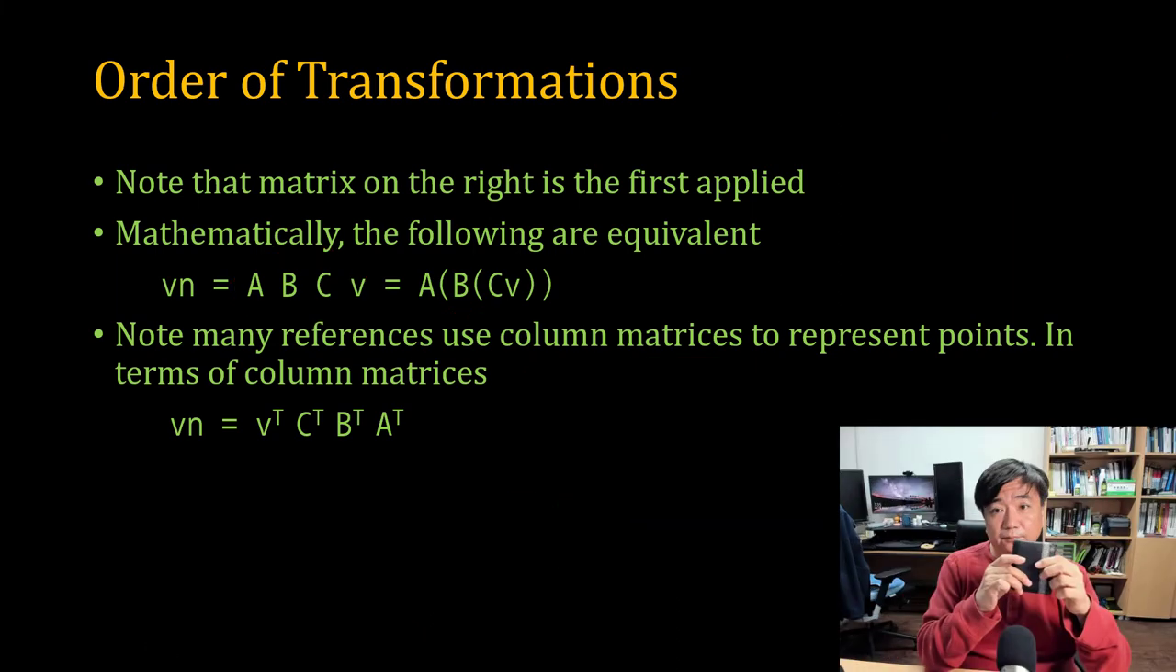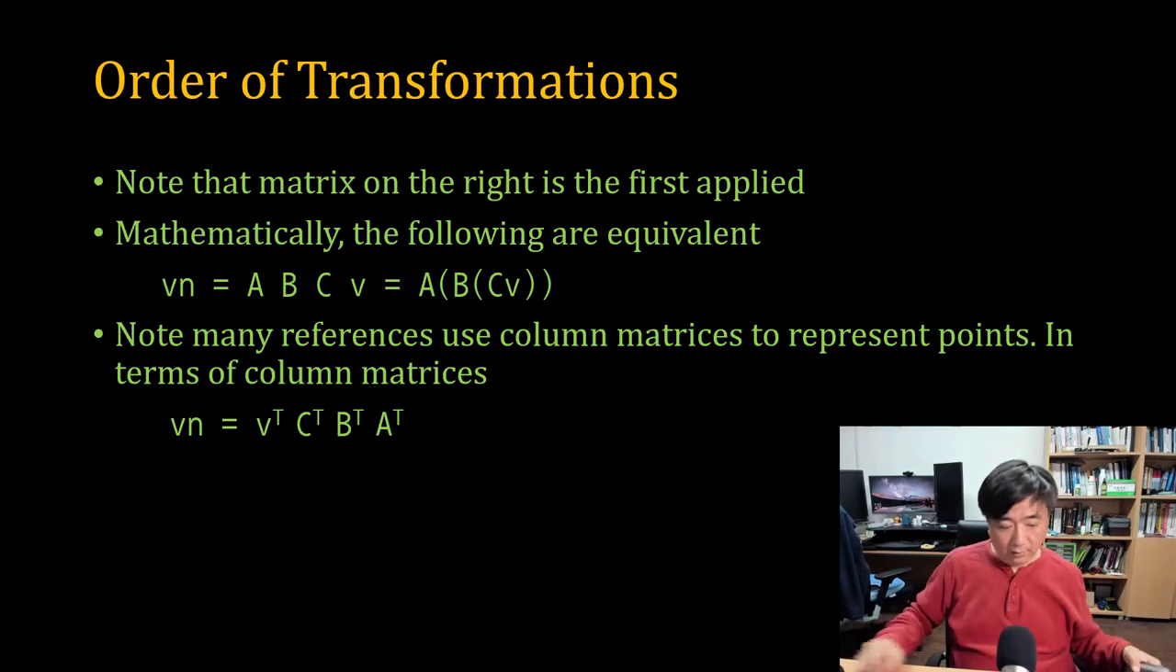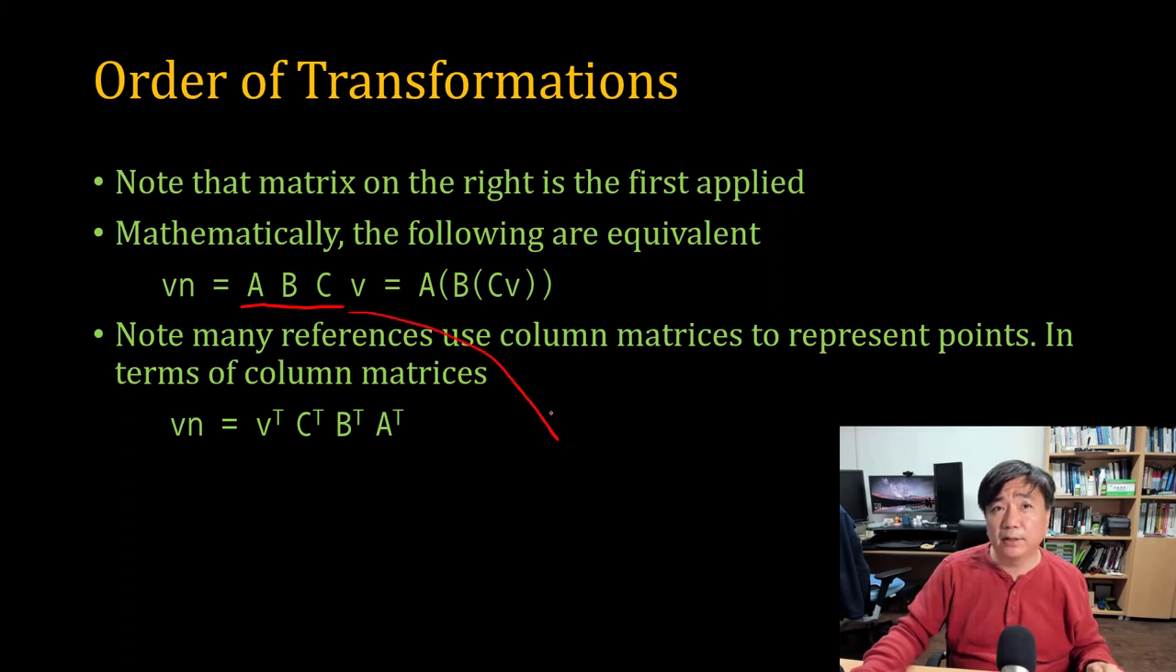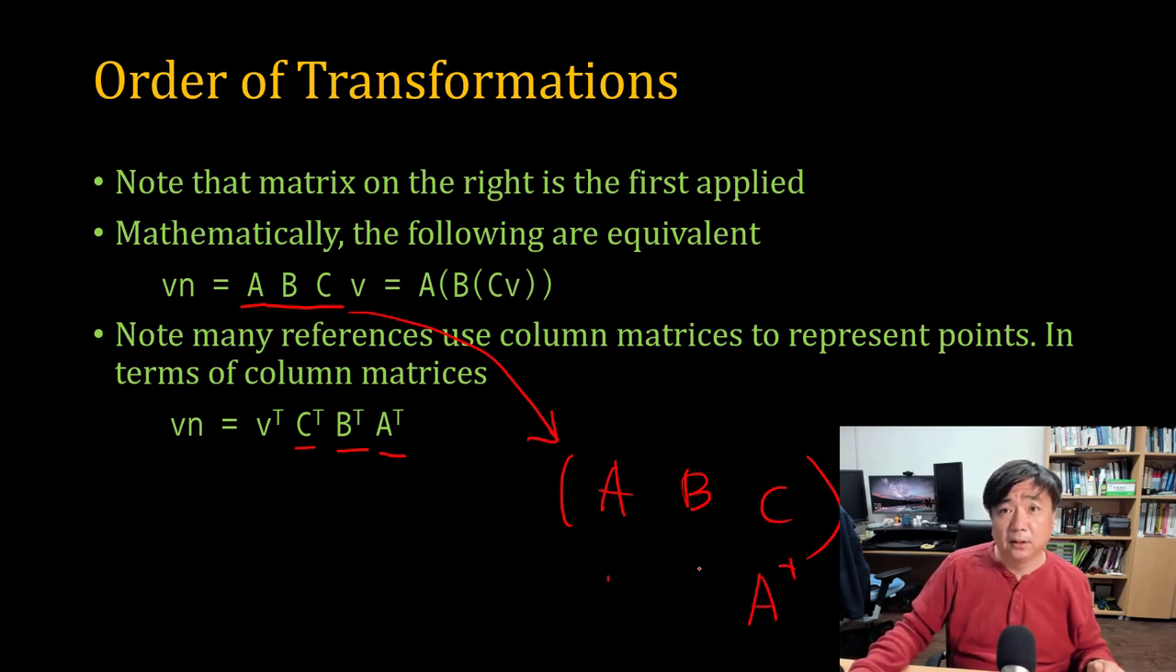Okay? I will also explain that in the case of ABC transformation, what does the inverse transformation of ABC mean? It is the inverse like this: A inverse, B inverse, and C inverse. So the inverse of A matrix, B matrix, C matrix is the product of the inverses in reverse order.